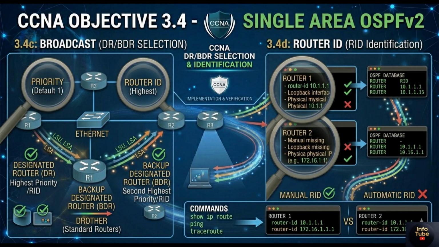Highest loopback. If no manual ID is set, it picks the highest IP address on any loopback interface. Highest physical IP. If there are no loopbacks, it picks the highest IP address on any active physical interface. Pro tip: always set the router ID manually. It makes troubleshooting much easier because you'll know exactly which router is which in your logs.